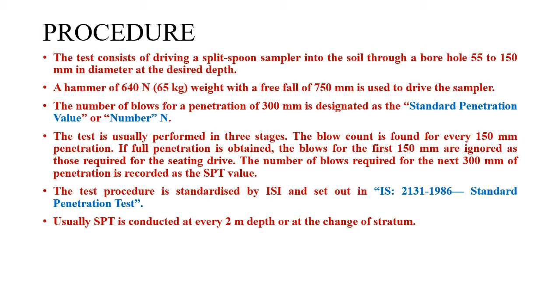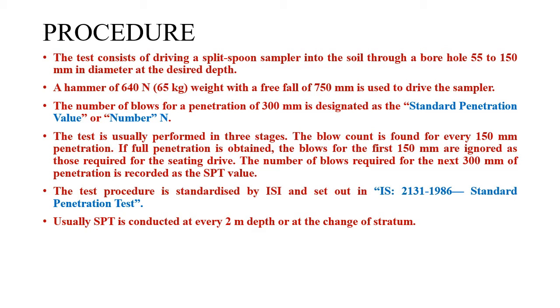Now, as I said, at a particular depth you will be keeping the sampler, and due to the hammer blows this sampler will be driven, or penetrated, into your soil. But there is a specific measurement that we have to follow here. Suppose we are going to conduct the test at 1 meter. First, you will penetrate the sampler up to 150 mm depth, or 15 centimeters, and that 150 mm is normally treated as the seating depth.